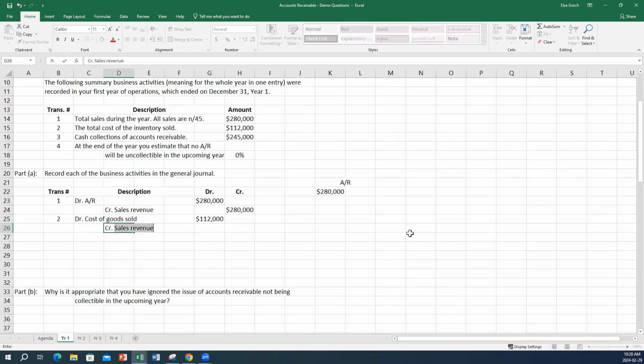What did I get rid of? I have to credit inventory, same amount. Now, I know we're not tracking inventory with a T account. We're focusing on accounts receivable.